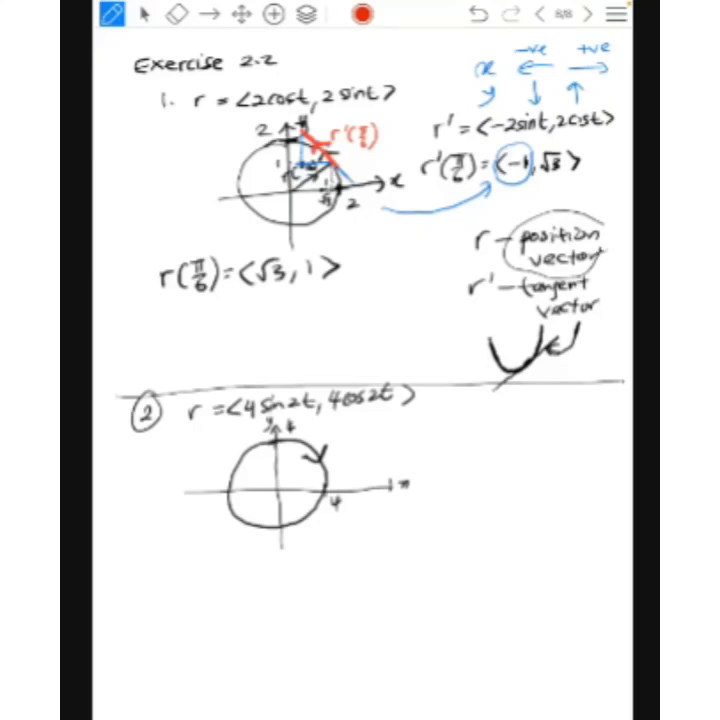Okay, same, it asks you to find r prime pi over 4. Before you find r prime pi over 4, you find r prime t first. R prime t is just differentiate r. Differentiate r, now differentiating sin gives cos, right? Okay, 4 cos 2t. But there is a 2 here, right? This 2 you differentiate again to get 2. That 2 you bring to the front. So instead of 4 cos 2t, it will become 8 cos 2t.